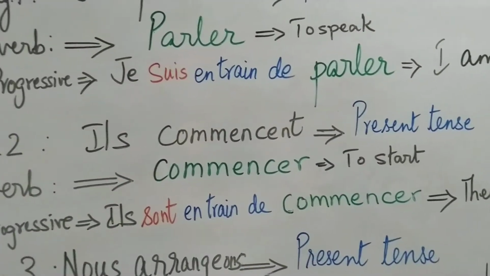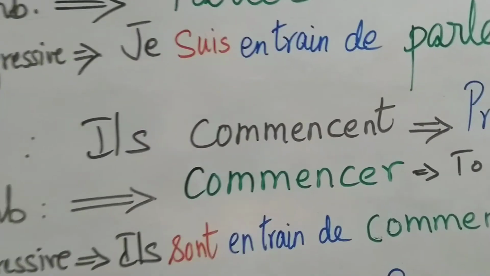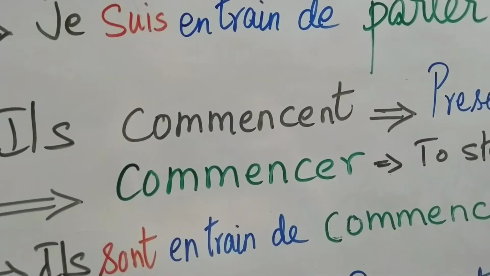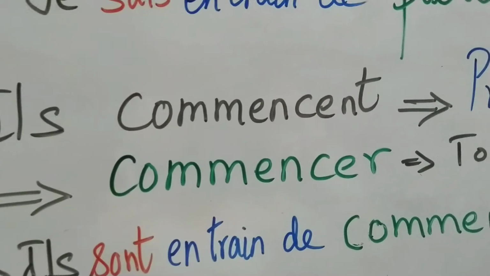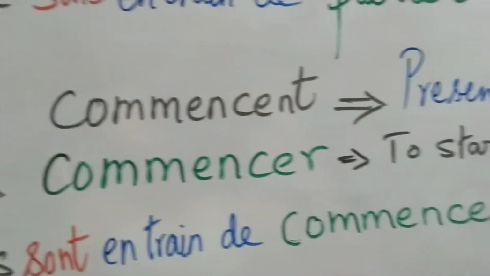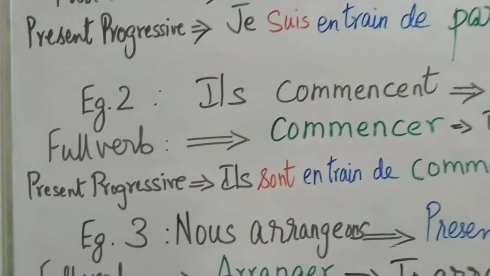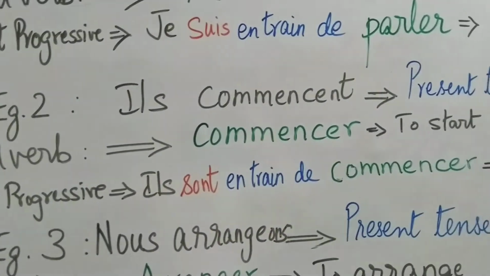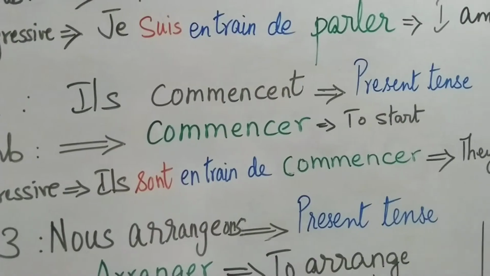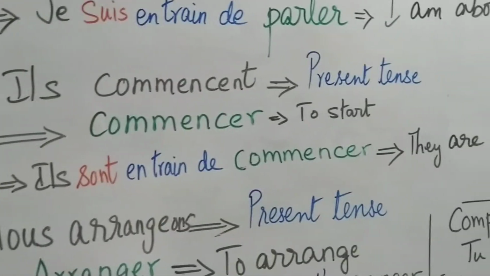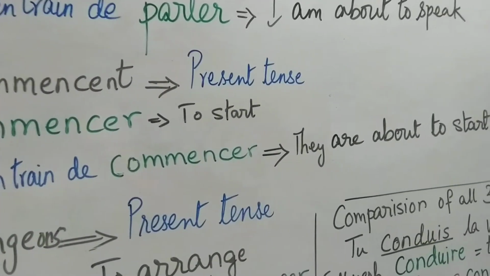The second example, il commence. So il commence is in the present tense. The full verb is the verb commencer, which means to start. And if we want to transpose this into the present progressive, you will get ils sont en train de commencer. They are about to start.